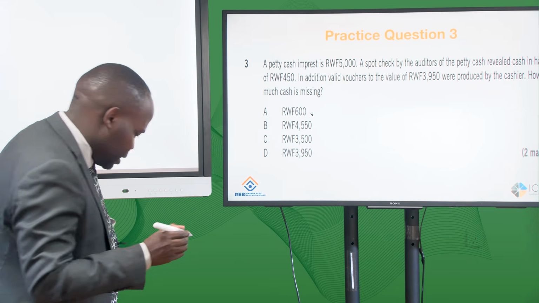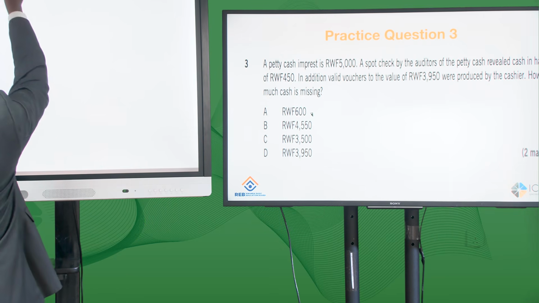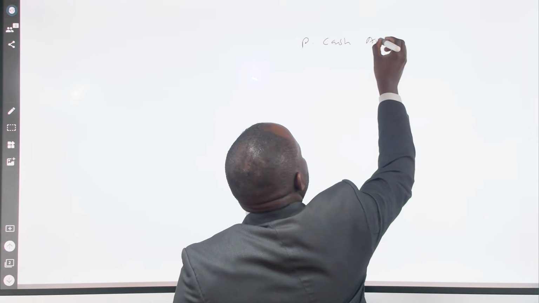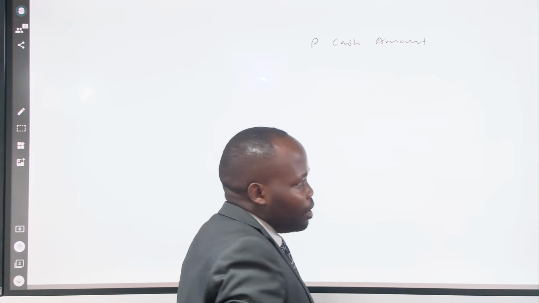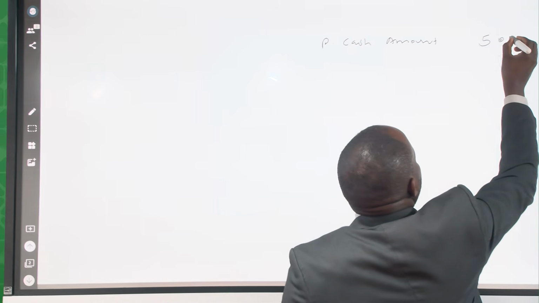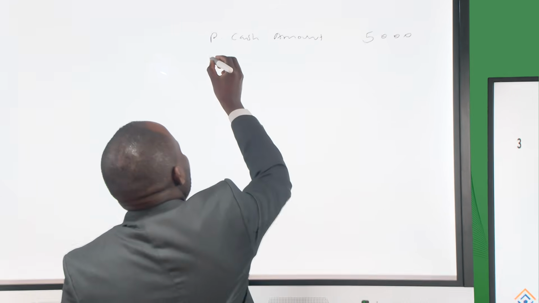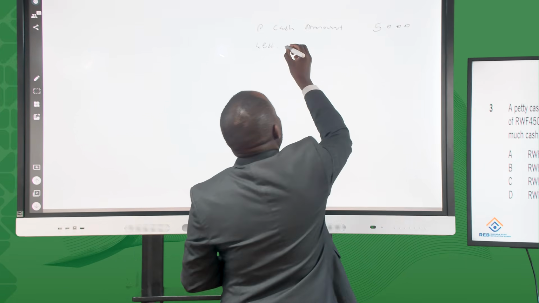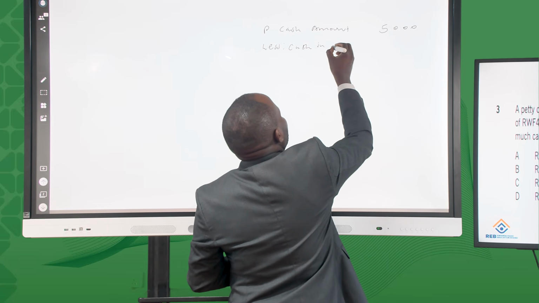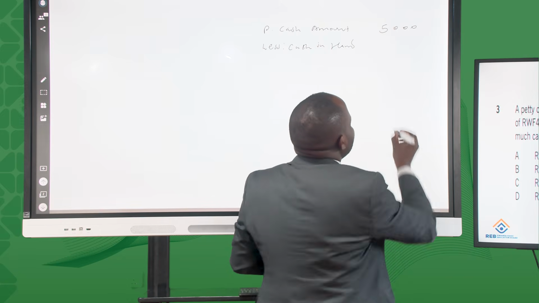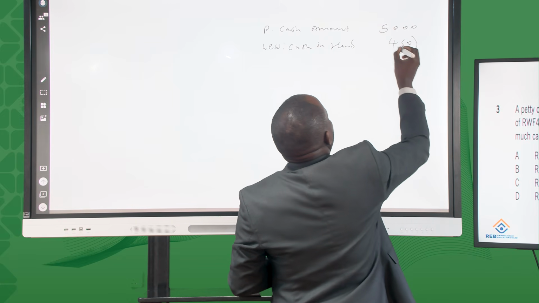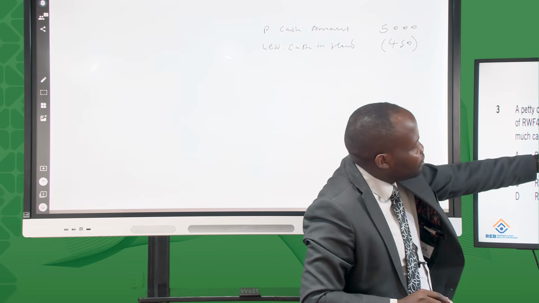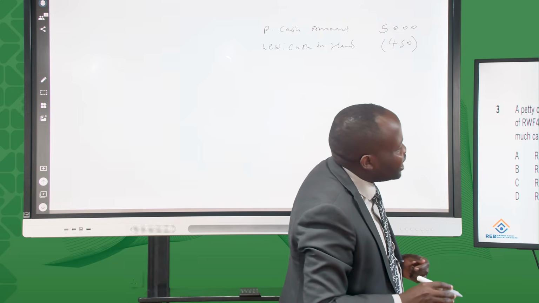How much is missing? So to know the amount that is missing, we will come here and we have what is our petty cash amount. So our petty cash amount is 5,000. And then we come and less the cash that we have in hand. So our cash in hand is 450. And then we come and less what has been spent with supporting document. In addition, valid vouchers were 3,950.